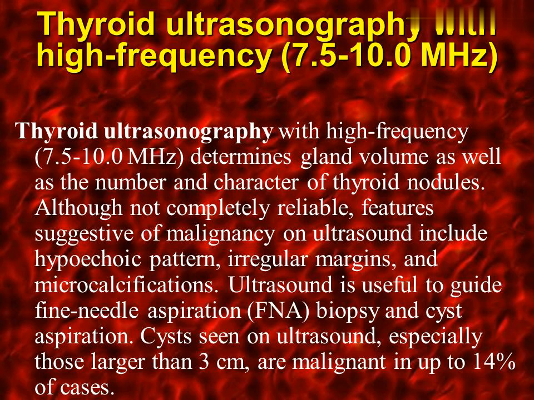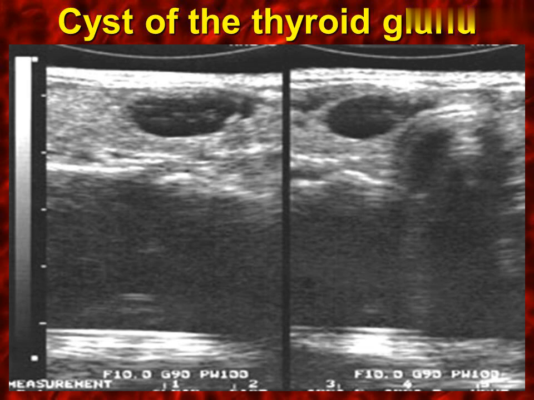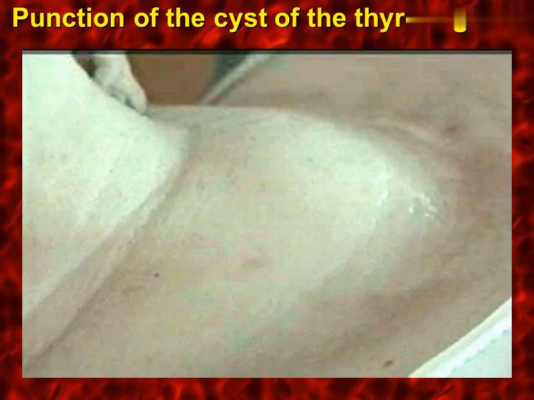Ultrasound is useful to guide fine needle aspiration, FNA, biopsy and cyst aspiration. Cysts seen on ultrasound, especially those larger than 3 cm, are malignant in up to 14% of cases. Nodular goiter. Cyst of the thyroid gland. Puncture of the cyst of the thyroid gland.